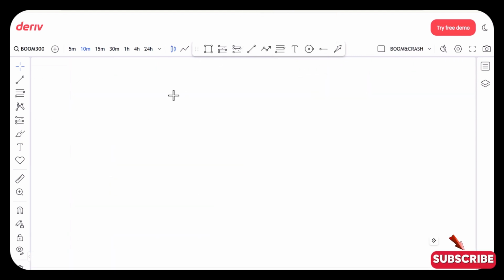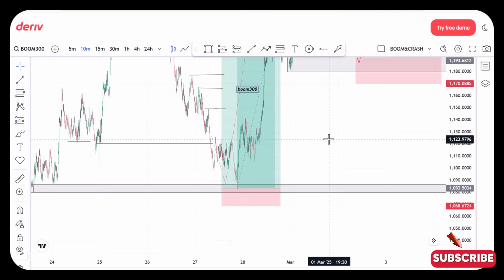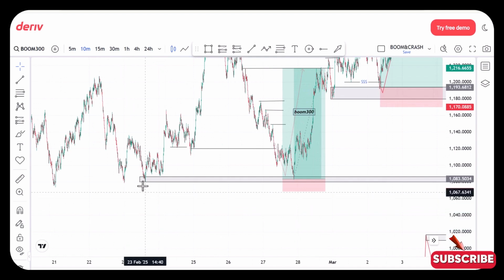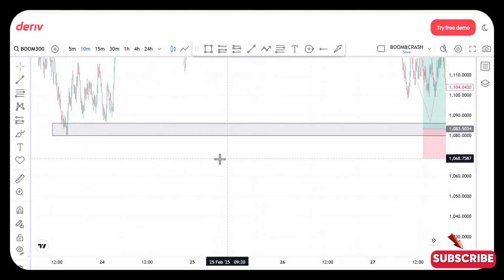Okay, now let's look at this. This is Boom 300. Just to let you know that this thing works on any pair at all that you're trading. This is Boom 300. I have my POI marked here, right? And I have my unmitigated block here.